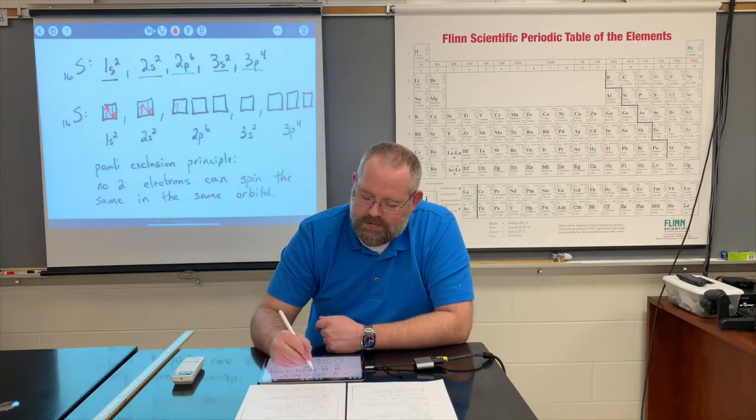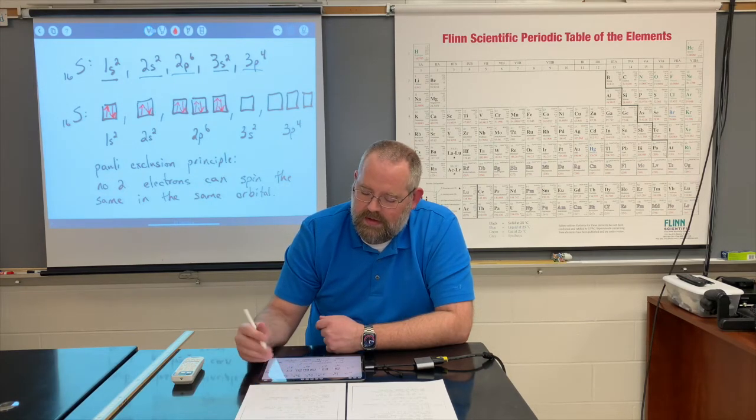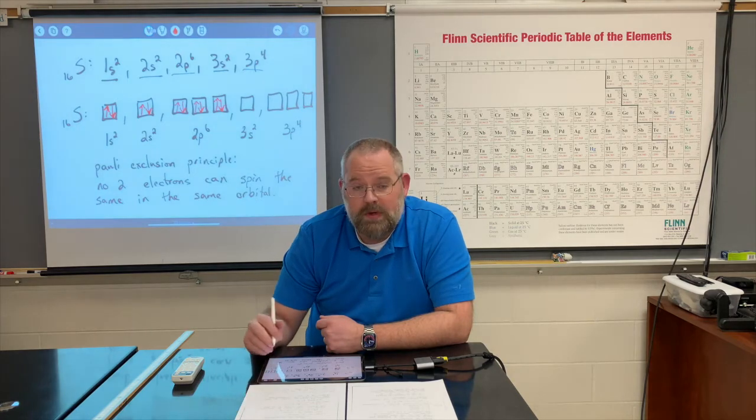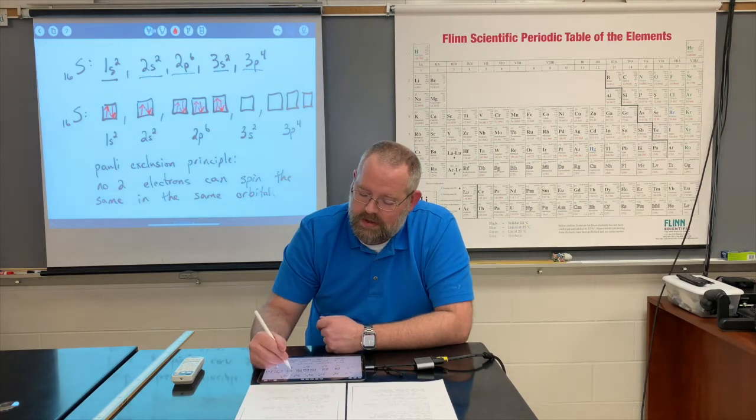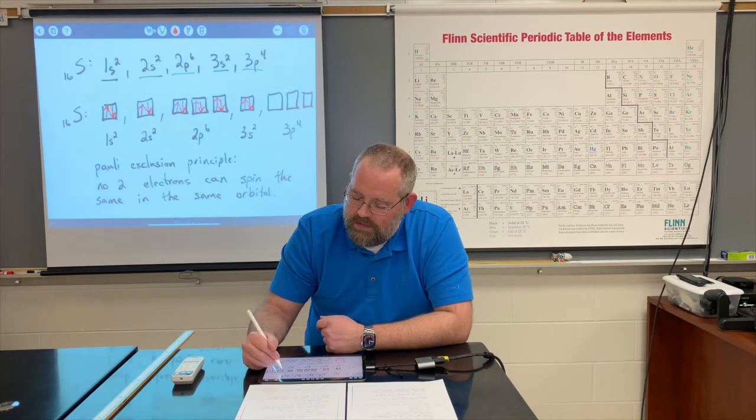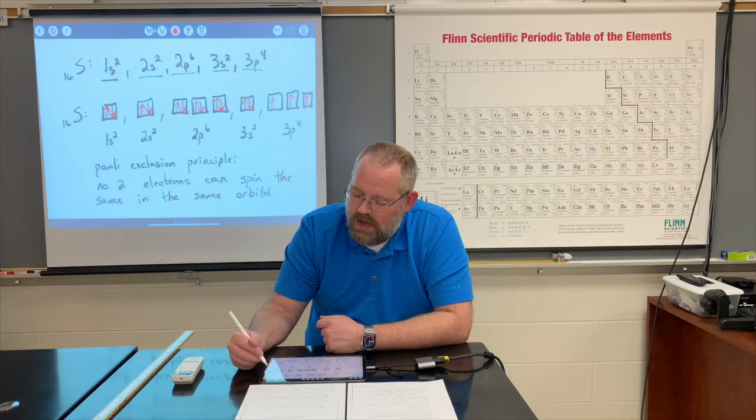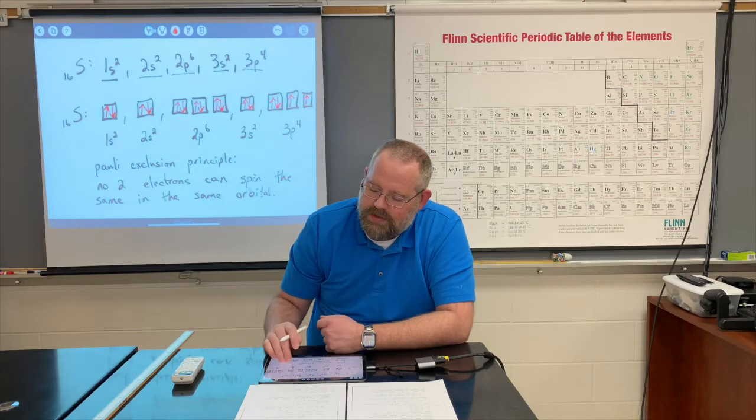2p6, we have an upspin, and then we go back and we fill in our downspins. Now that becomes more important on the 3p. I'll show you why here in a second. 3s2, upspin and downspin. 3p4, so we have 4 electrons. We have 3 upspins and 1 downspin.